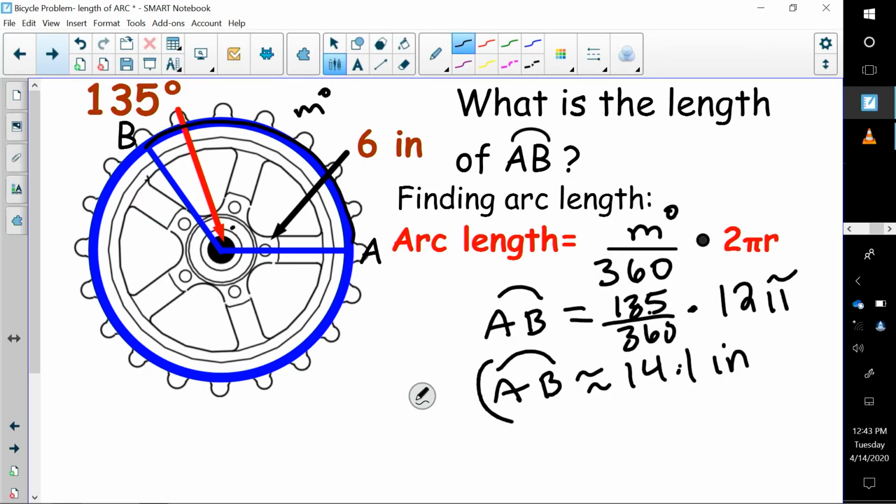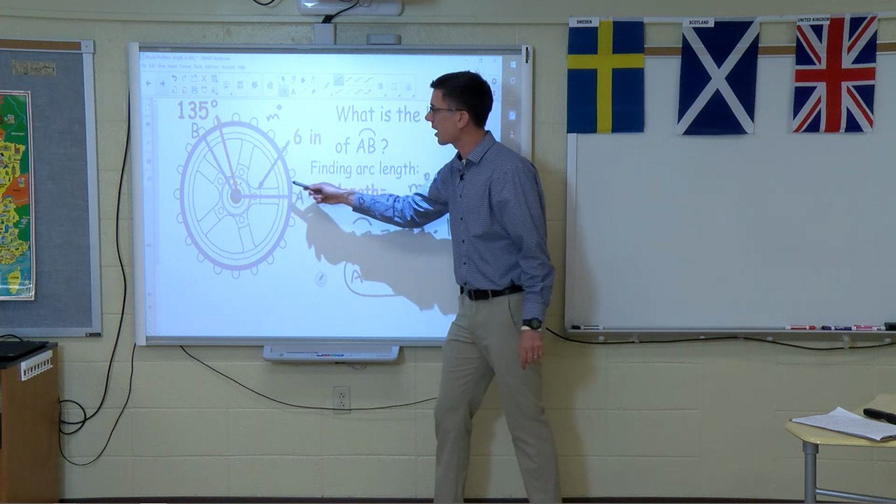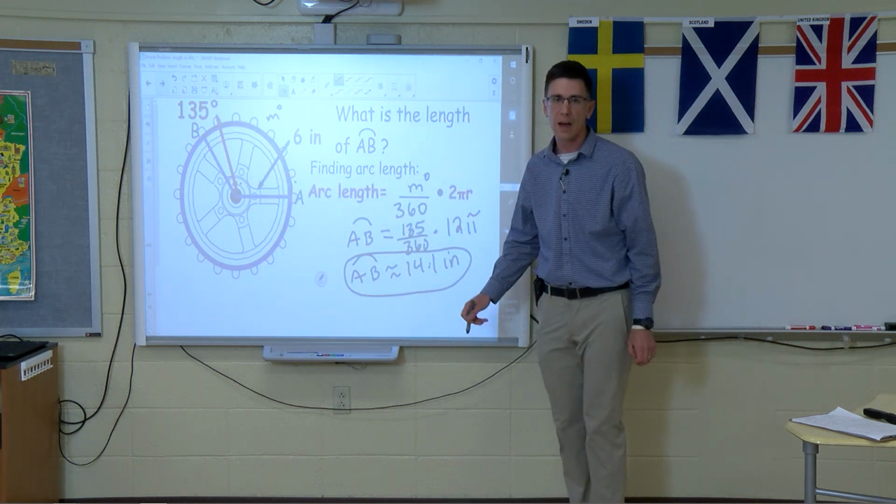So arc AB has a length of 14.1 inches. Now, think about this for a second. This is the answer to our first part of the problem: when this bicycle sprocket is rotated 135 degrees, that chain moves approximately 14.1 inches. So the chain moves 14.1 inches when this main gear, this sprocket, moves 135 degrees.